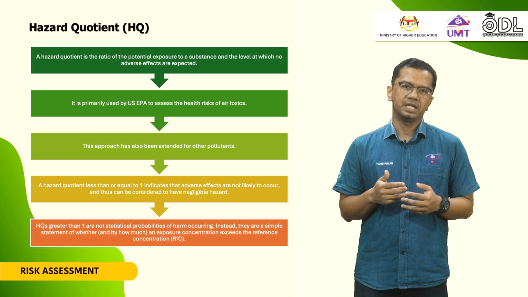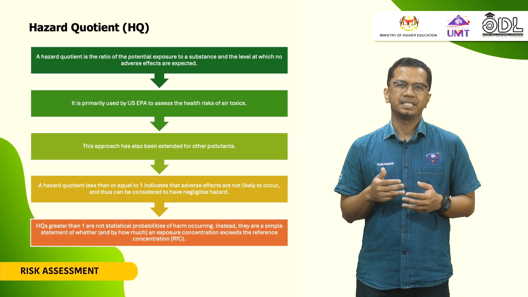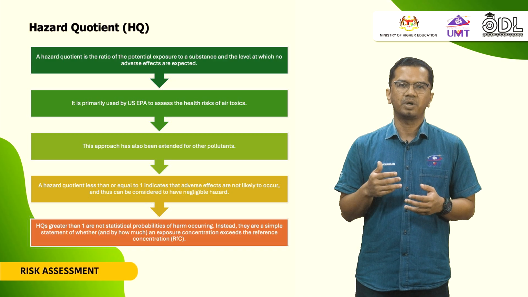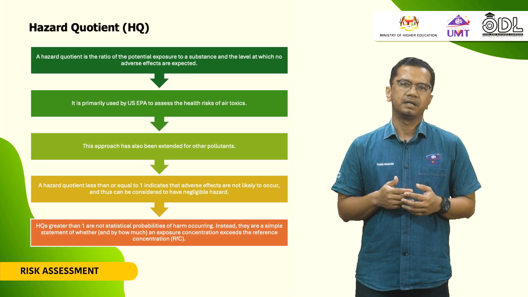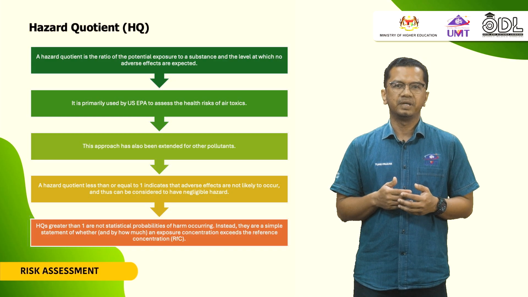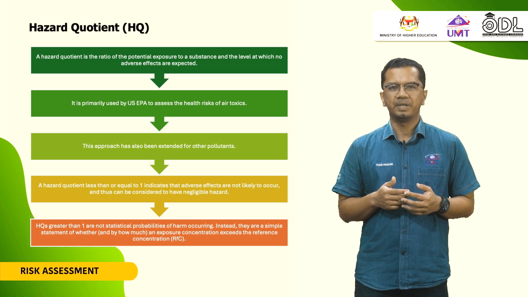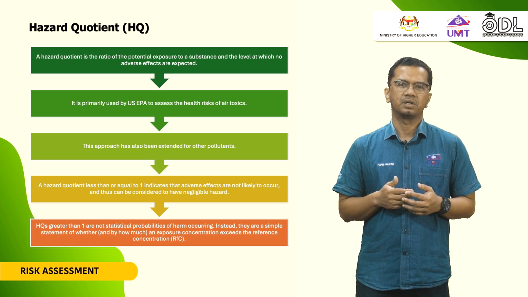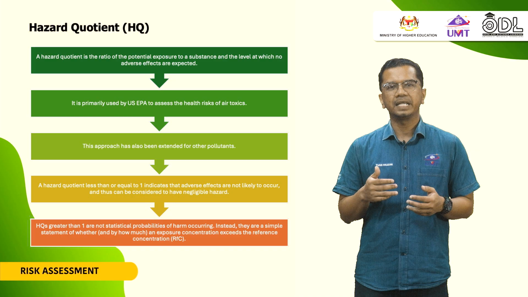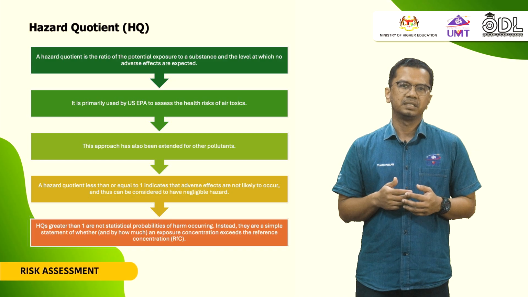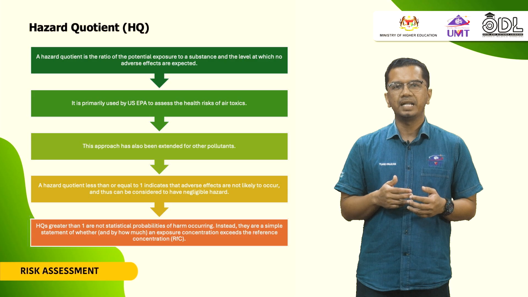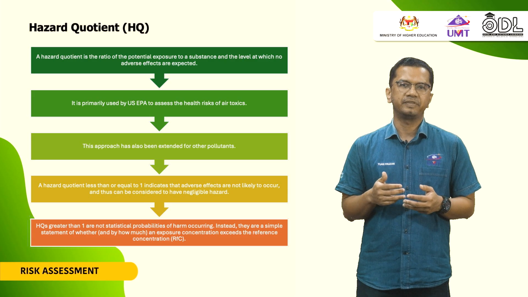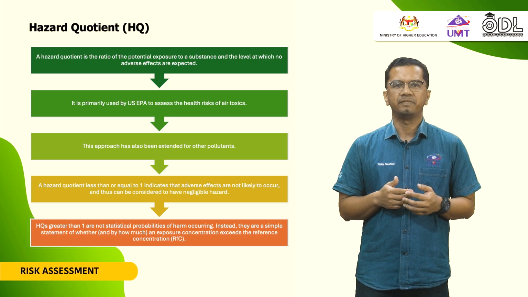It's crucial to understand that this is not a direct measure of the probability that harm will occur. It's simply a flag saying we are above the recommended safety limits and we need to look closer. So, to recap, an HQ of 1 or below means we are in the clear, and an HQ above 1 means we cross a safety threshold and need to investigate further.